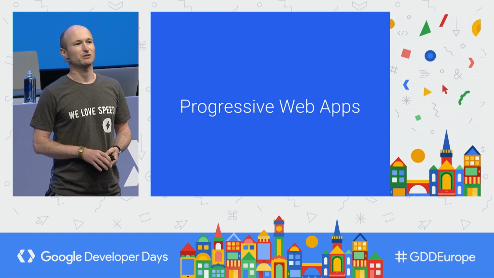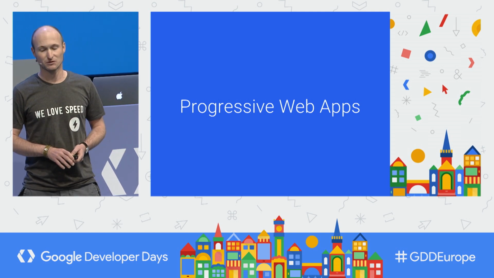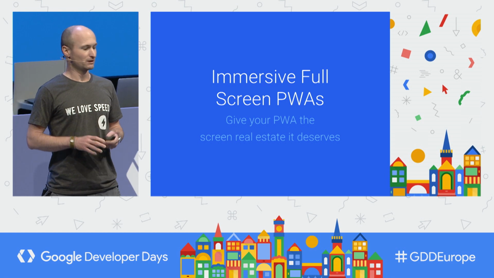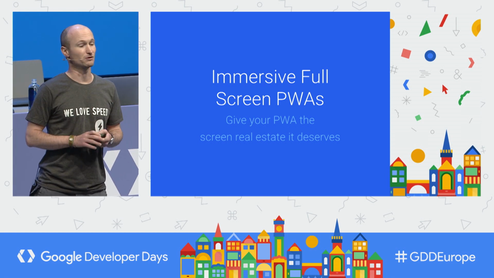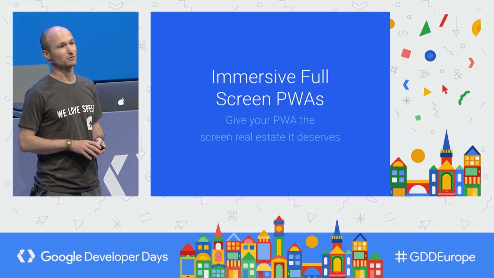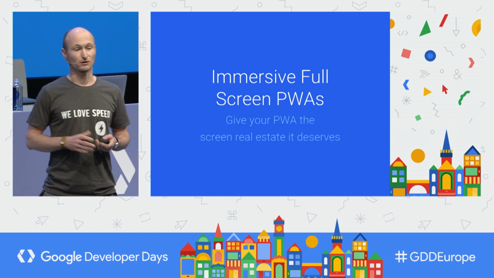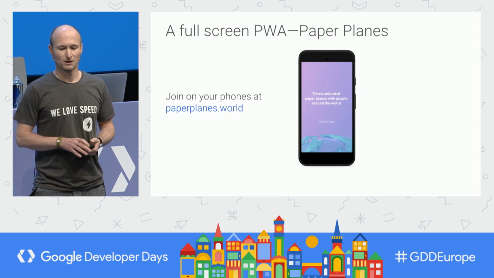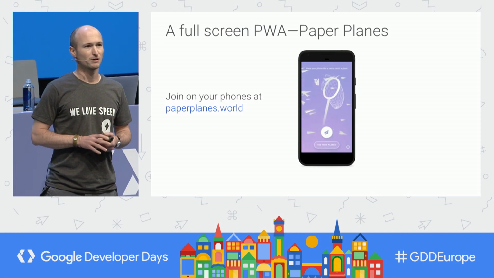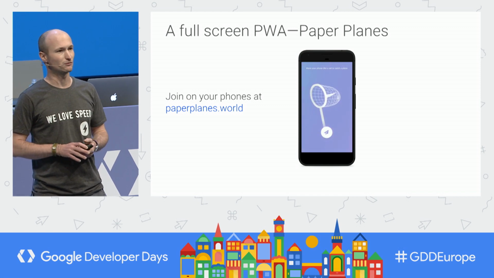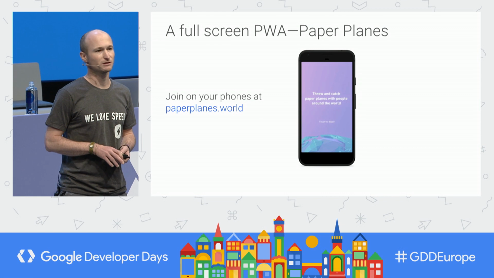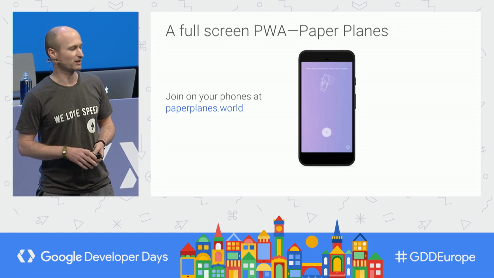Our first big topic area is progressive web apps, or short, PWAs. Let me show you how you can, with PWAs, create immersive full-screen experiences, because your apps deserve a lot of screen real estate. So some of you may remember from I/O 2016, the Paper Planes World app. It's actually still up, paperplanes.world. If you go online, you can test this app.